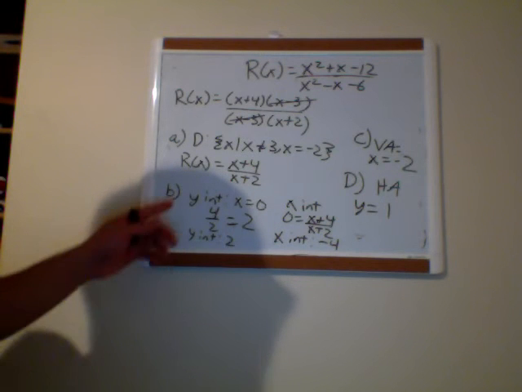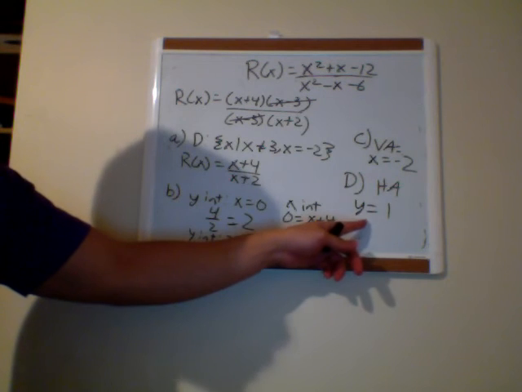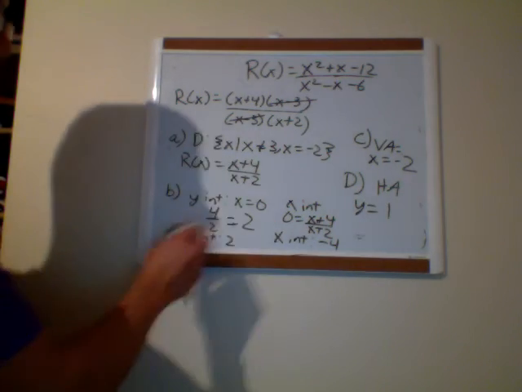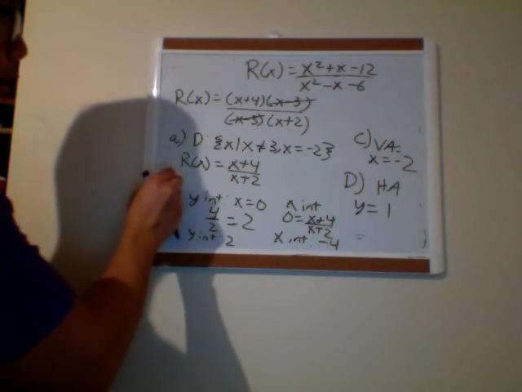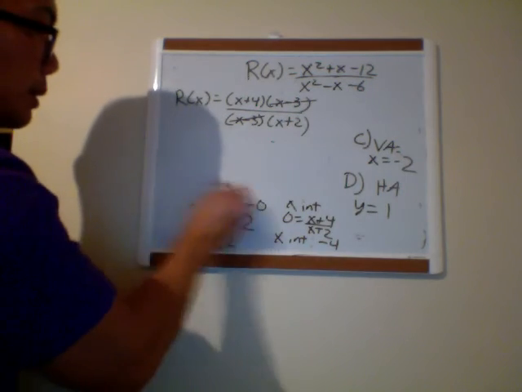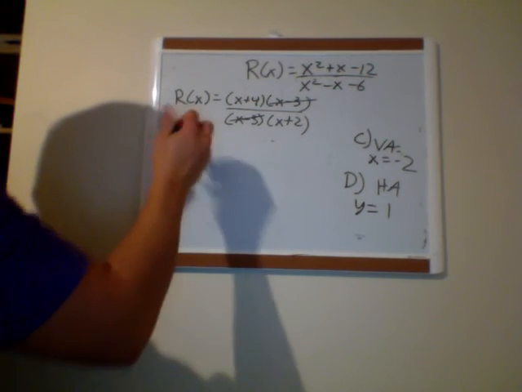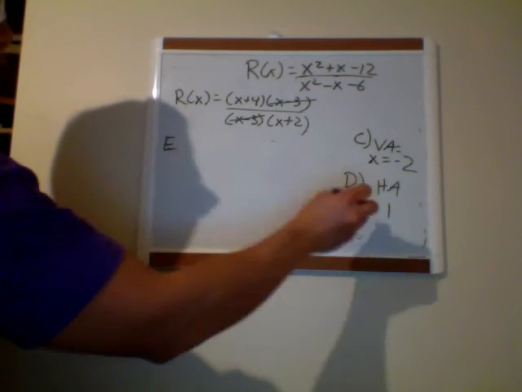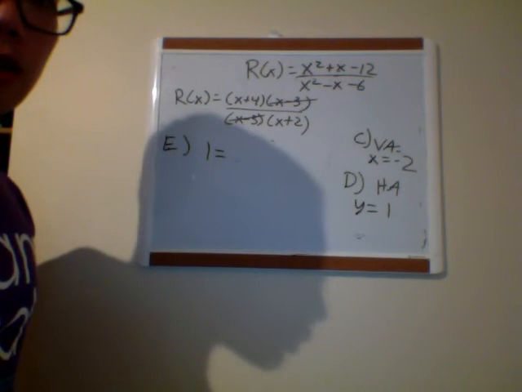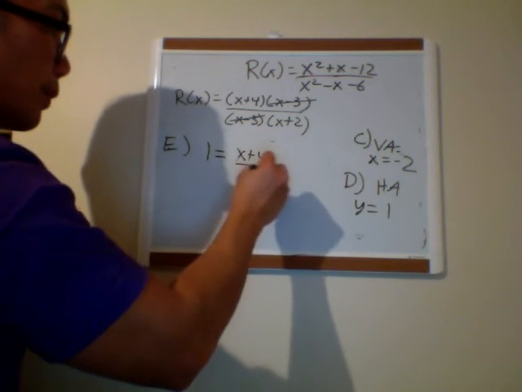So now what I'm going to do is find, do I cross my horizontal asymptote? Letter E. Okay. So I'm actually going to erase part A and part B. So for part E, I'm going to take 1, and I'm going to set it to my simplified rational expression, which was x plus 4 over x plus 2.